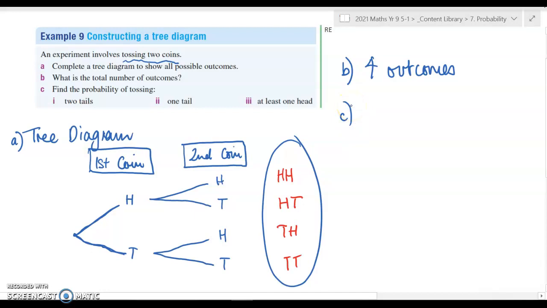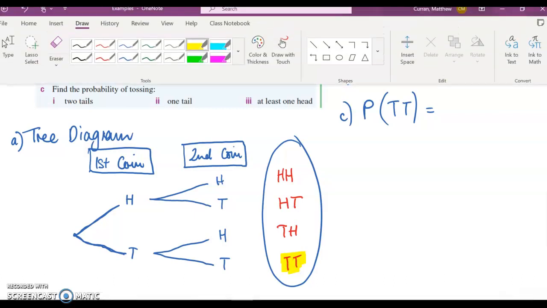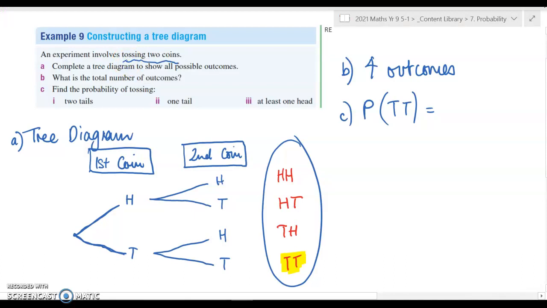In part C, it says, find the probability of tossing two tails. So the notation we would use for that would be P, brackets, tail, tail. So what I do is, I have a look at all the different outcomes and I focus on the one which has two tails. Now, of all the 4 possible outcomes, there's only one time that two tails appears. So there's one chance in 4.